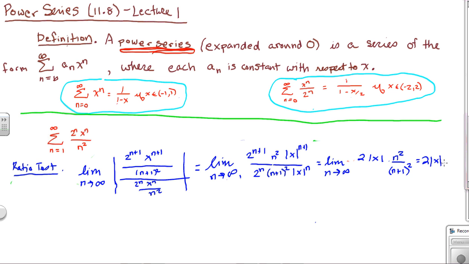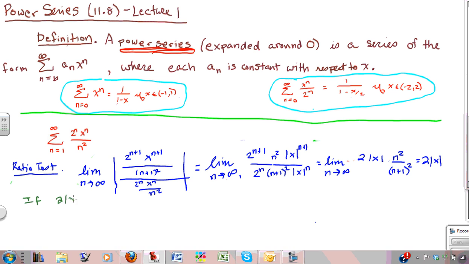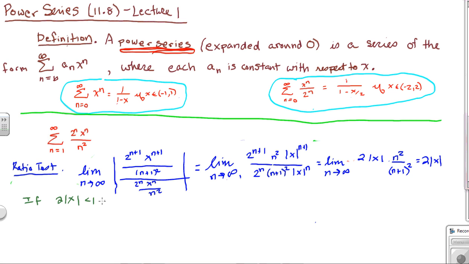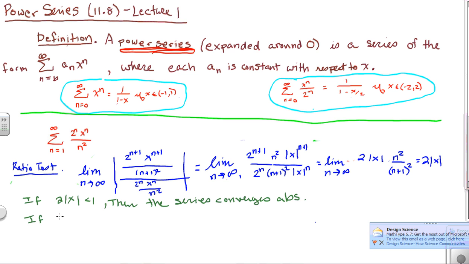So if you recall, with the ratio test, what we're checking is to see whether this limit is less than 1 or bigger than 1. If that limit is strictly less than 1, then what do we know about the series? Then it converges absolutely, right? If this here is strictly bigger than 1, what do we know? Then it diverges, right?